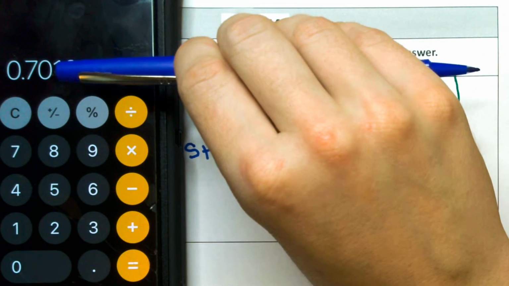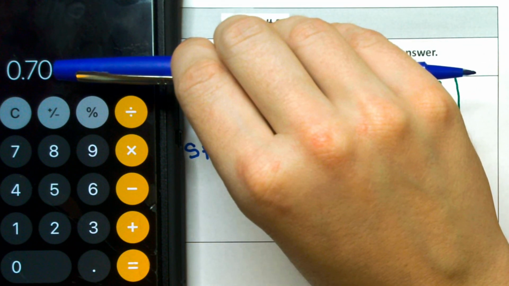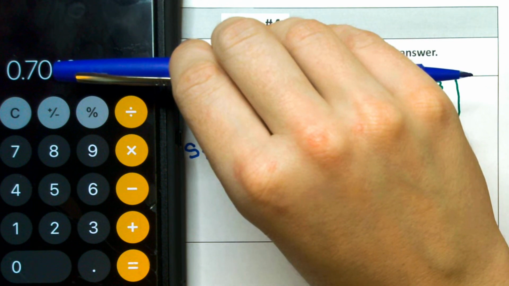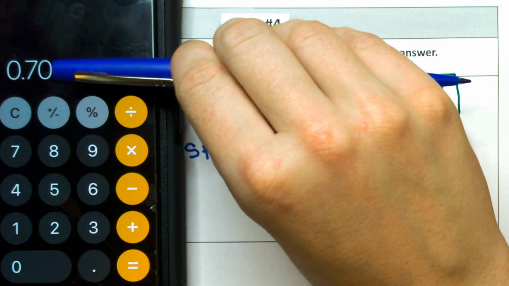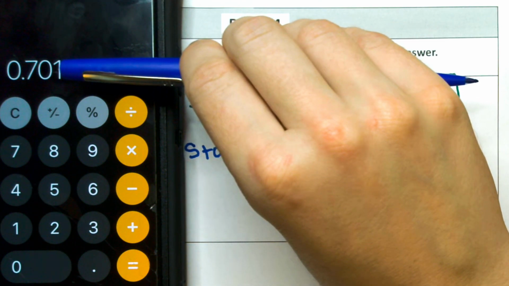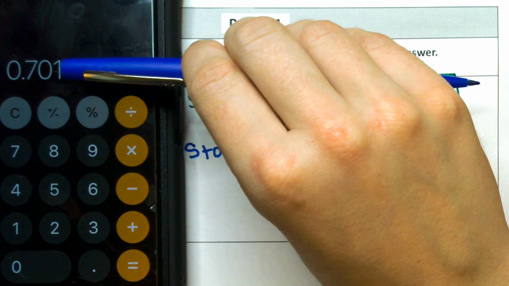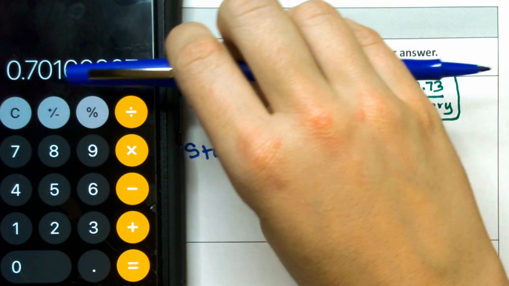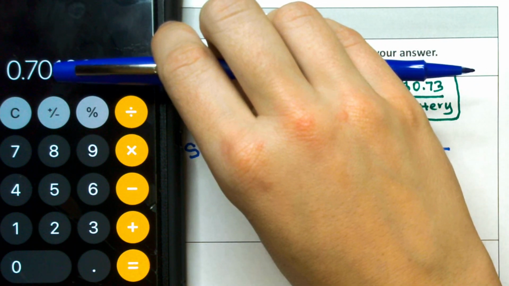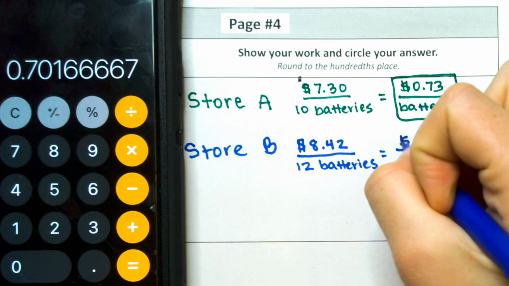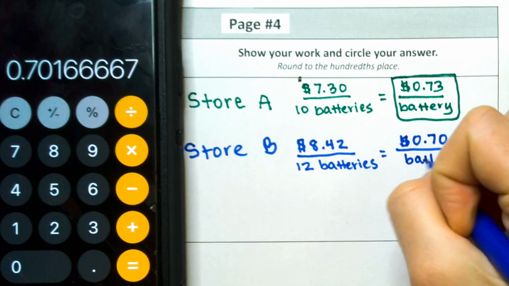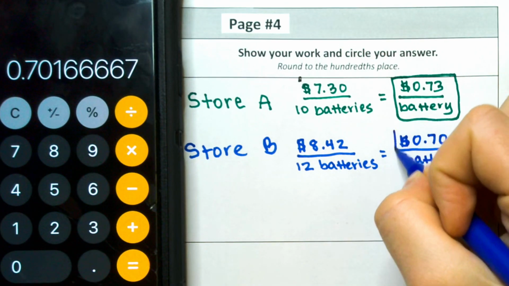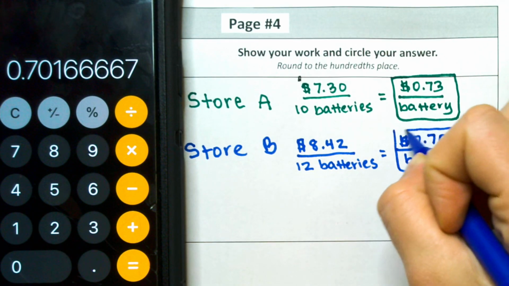So this number is either going to stay 70 cents. Remember, we always go to the hundredths place, or it'll bump up to 71 cents. It all depends on the third number. This third number in the thousandths place is a 1. Because that is below 5, it'll stay 70 cents. So store B is 70 cents per battery. Go ahead and circle your answer.